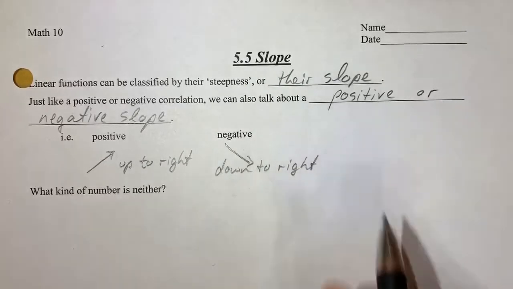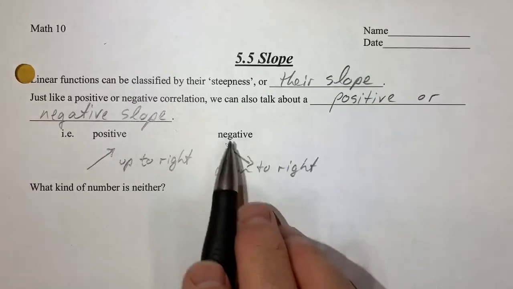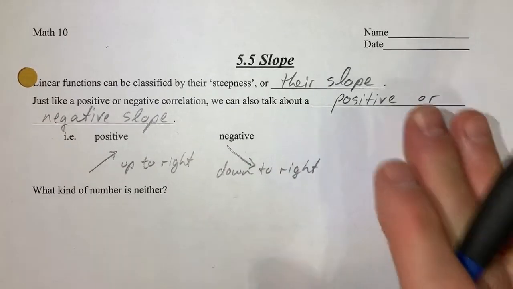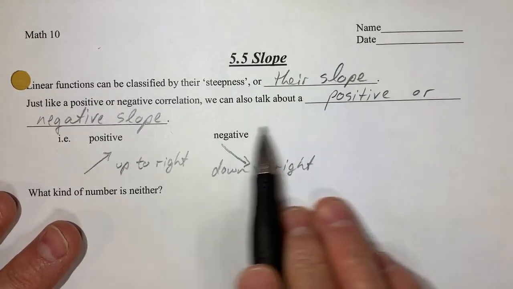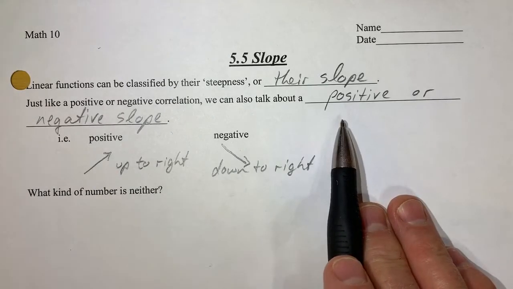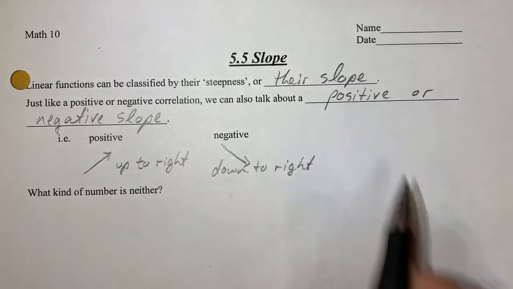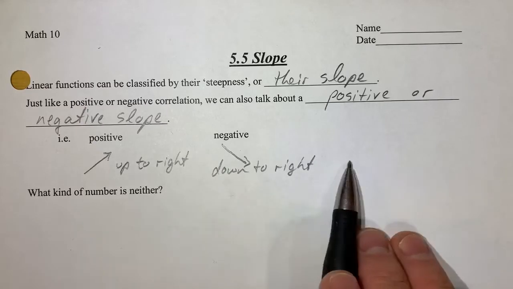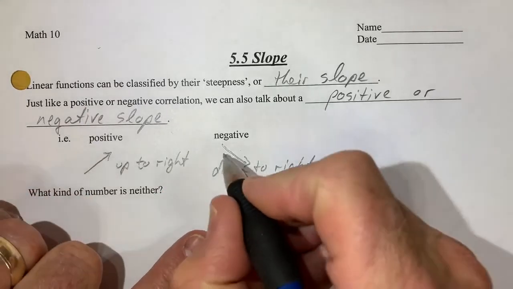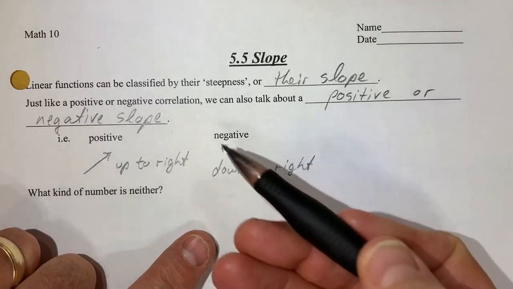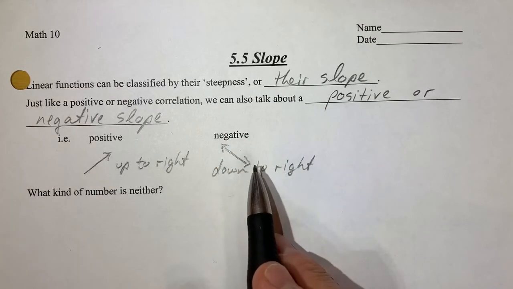Now, we always read a graph from left to right because we read math and we read English and French and most languages from left to right. Now, I think Mandarin is one where they read it vertically, but we're not going to do that. So we read all of our graphs from left to right. So you could say it's going down to the right. You could also say it's going up to the left if you're going backwards. Right? It's the same idea.